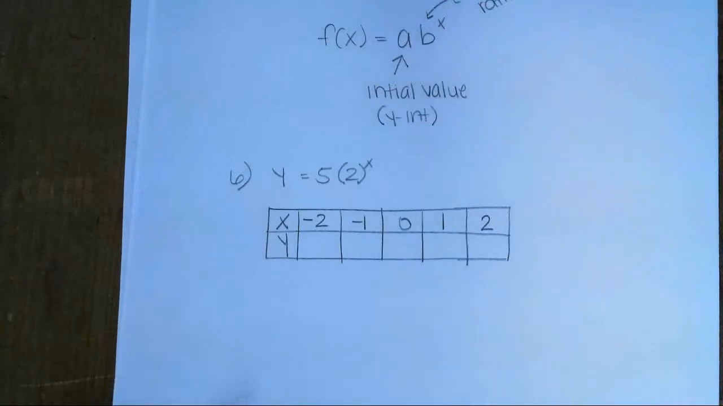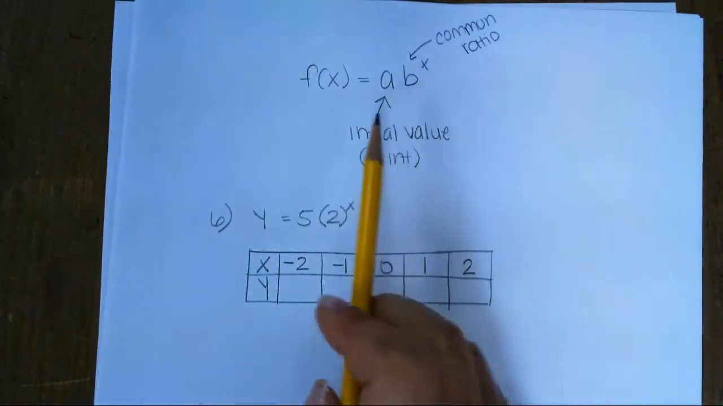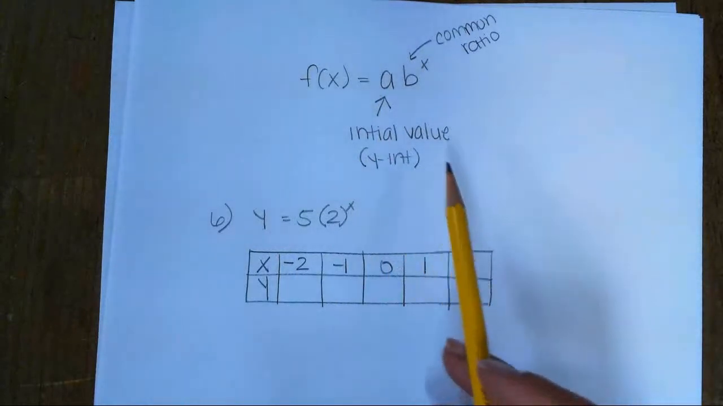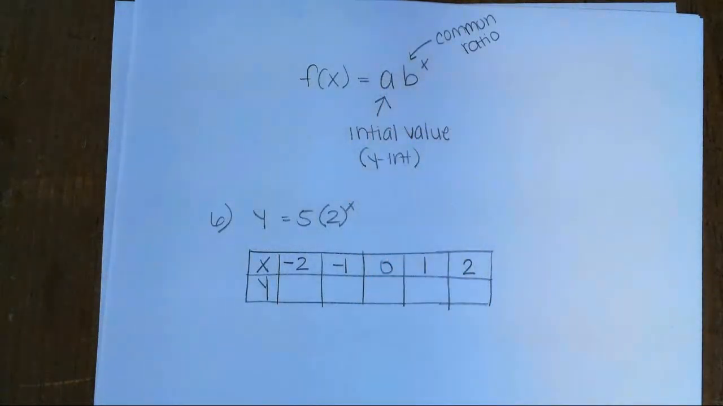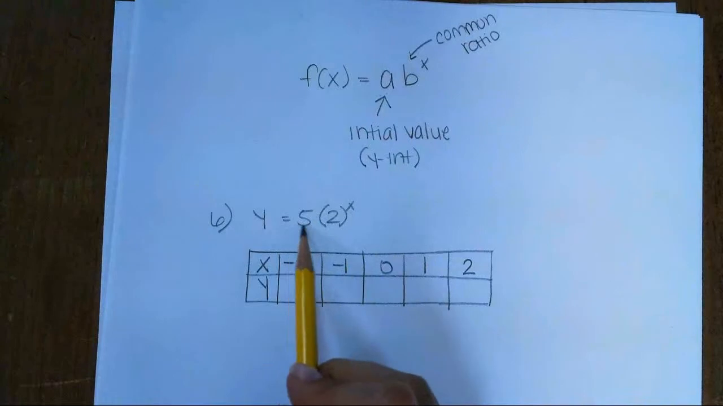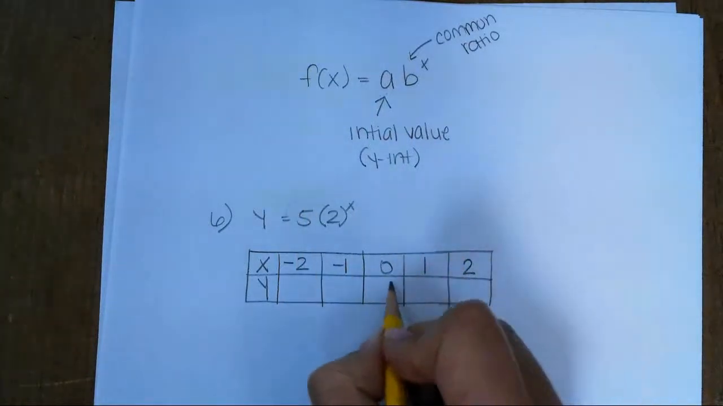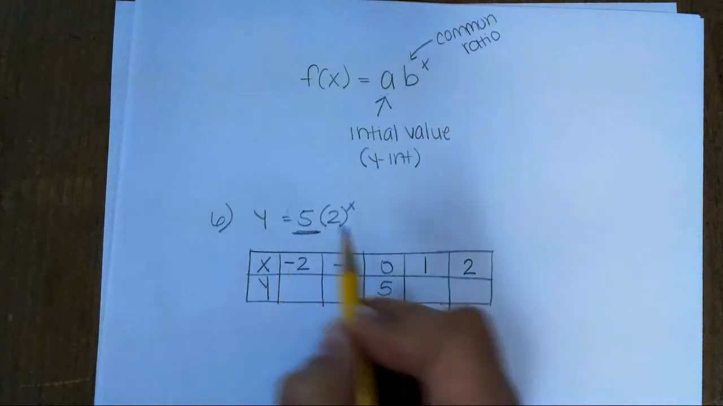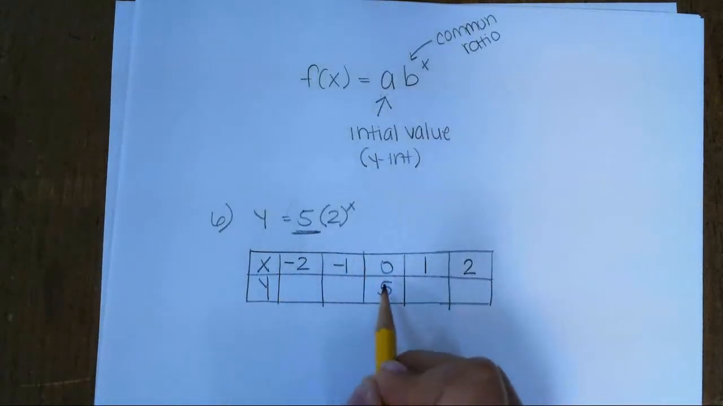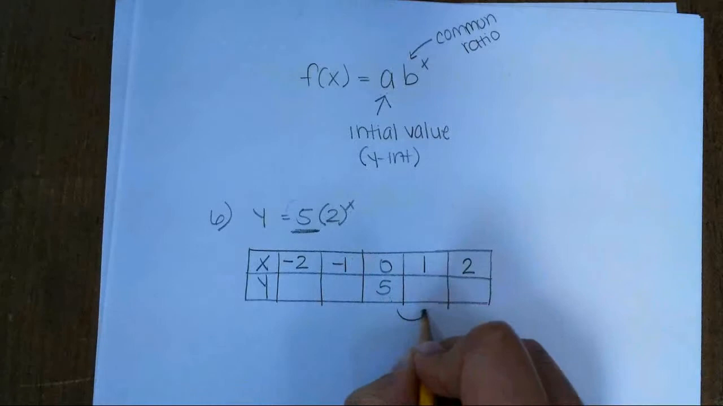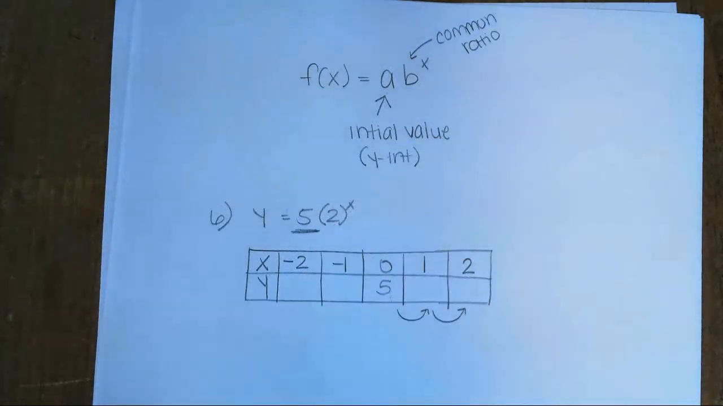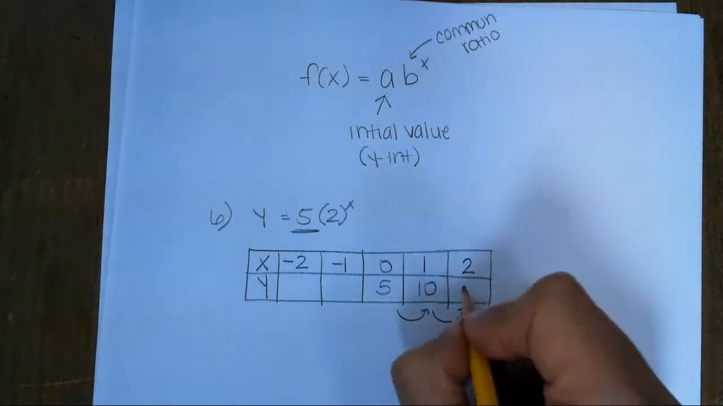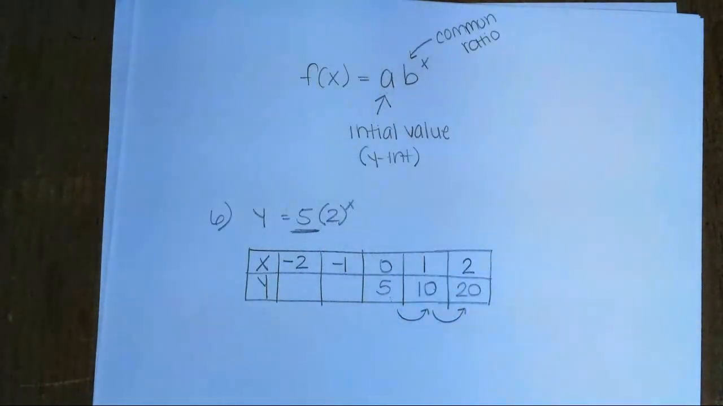+2. Now, I've told you guys that your a is your initial value or your y-intercept. What that means is that when your x is 0, that's your a value. So when x is 0, my y is 5. Okay, so whatever a value you have, that's your y-intercept. That's what goes into here. So now these are all being multiplied by 2. So 5 times 2 is 10, and 10 times 2 is 20.